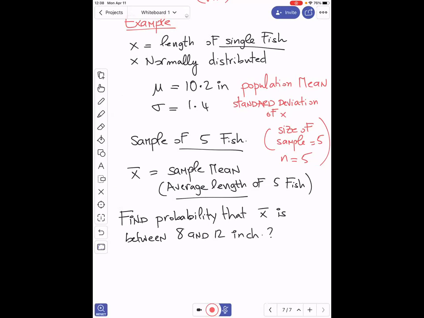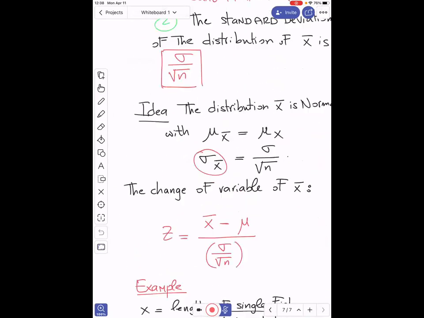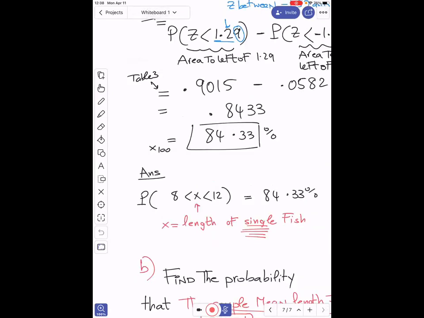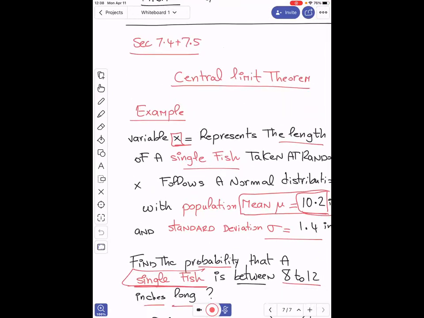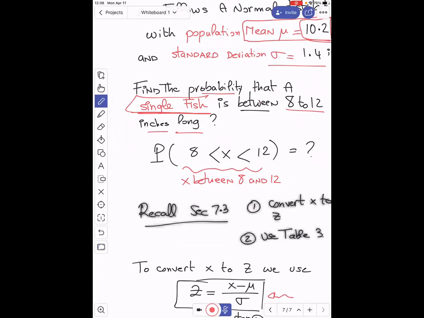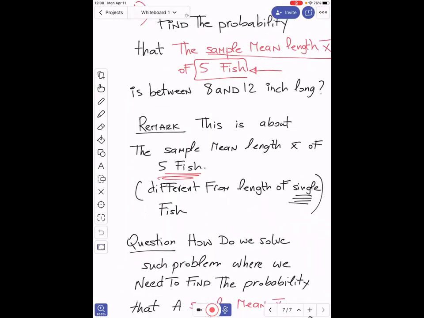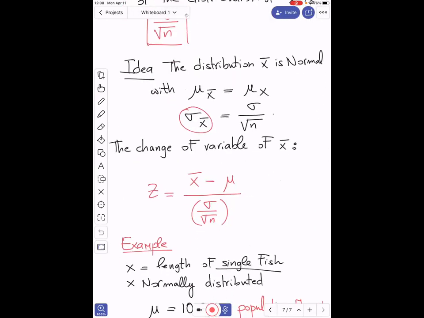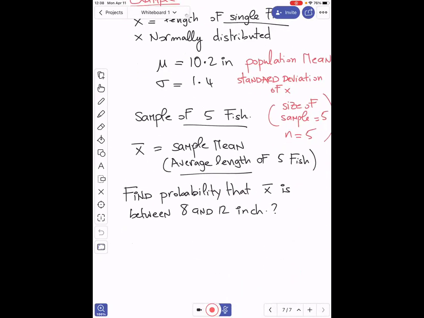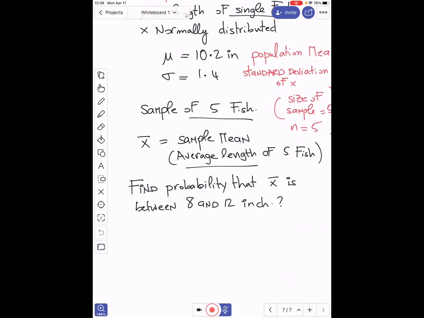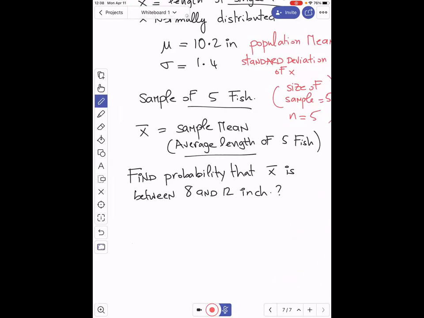So we computed the probability that x is between 8 and 12 inches, like in the first question, question A: find the probability that a single fish is between 8 and 12. We know how to answer this using the previous section. Now we have a different question: the probability that the sample mean, the mean of the 5 fish, is between 8 and 12 inches.